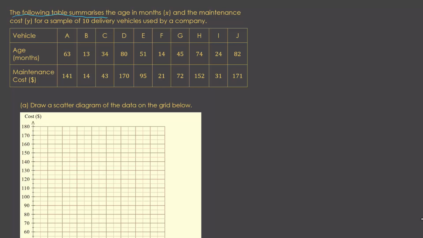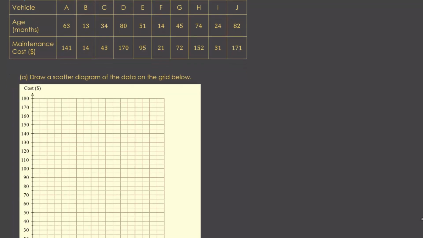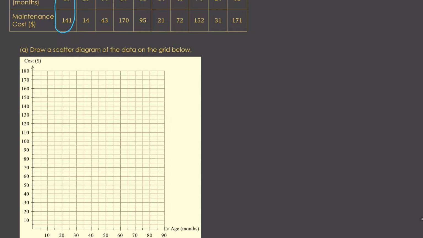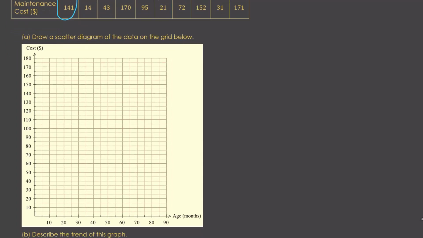The following table summarizes the age in months and the maintenance cost Y for a sample of 10 delivery vehicles used by a company. So the age is on the x-axis and the cost on the y-axis. So the first vehicle, A, 63, 141. So 63, 141, we'd put that about there.